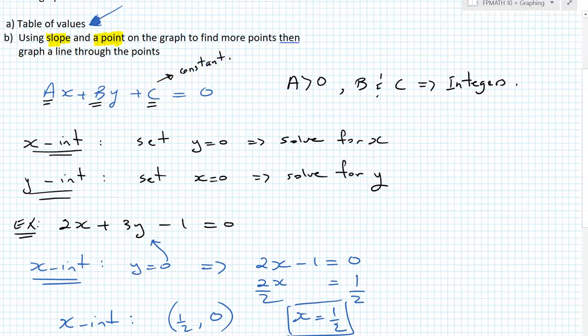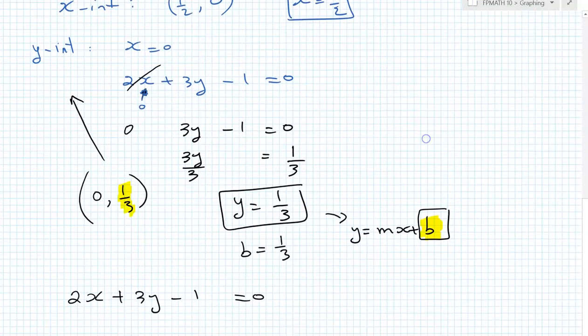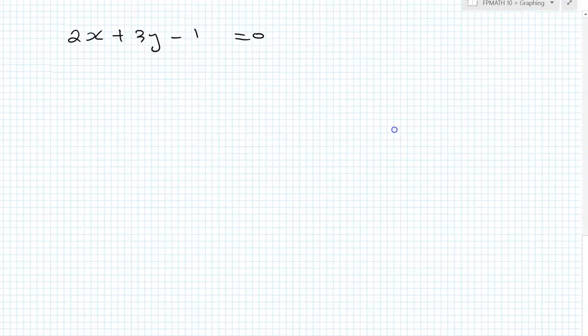So if you have a form written like this, it has to be all integers, and a cannot be negative. Remember that x comes first, y is second, and c, the constant, is third. It has to show up like that in a sequence. That's the general form, or standard form. If you have it set up like that, then you can go back and forth between general form and slope-intercept form.